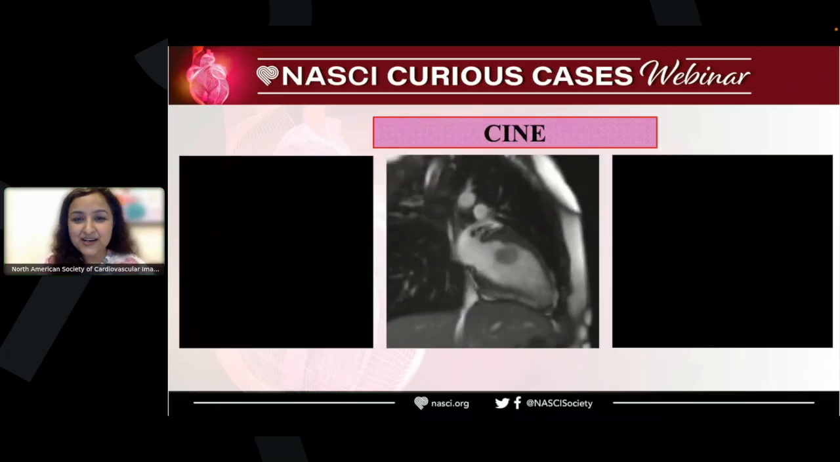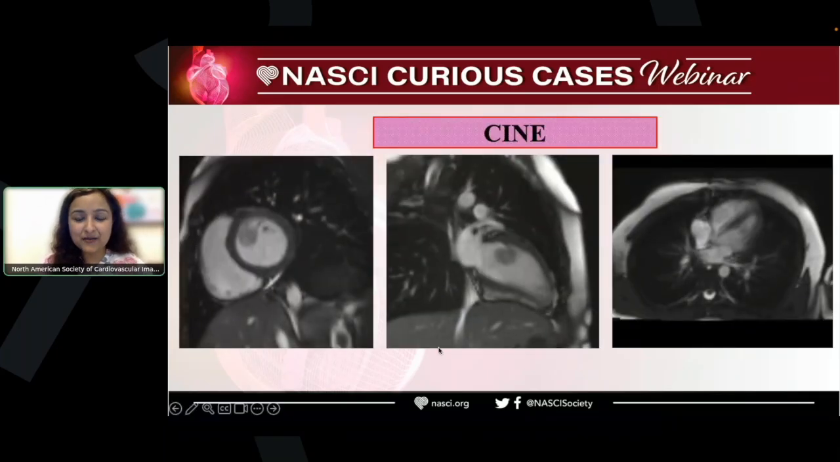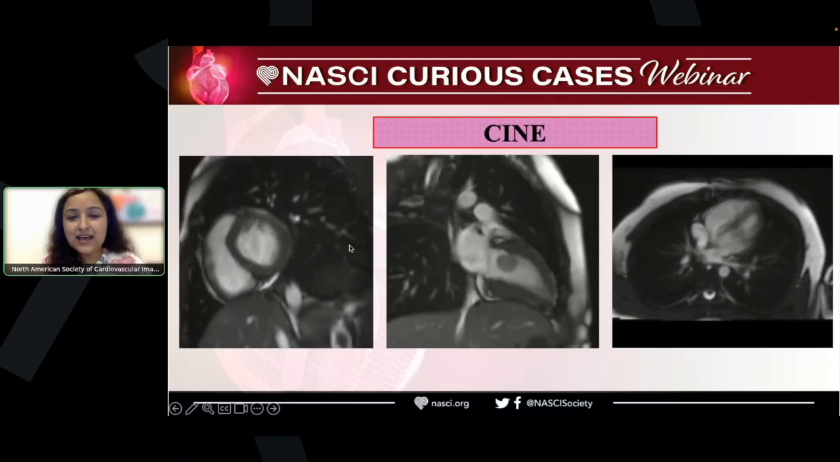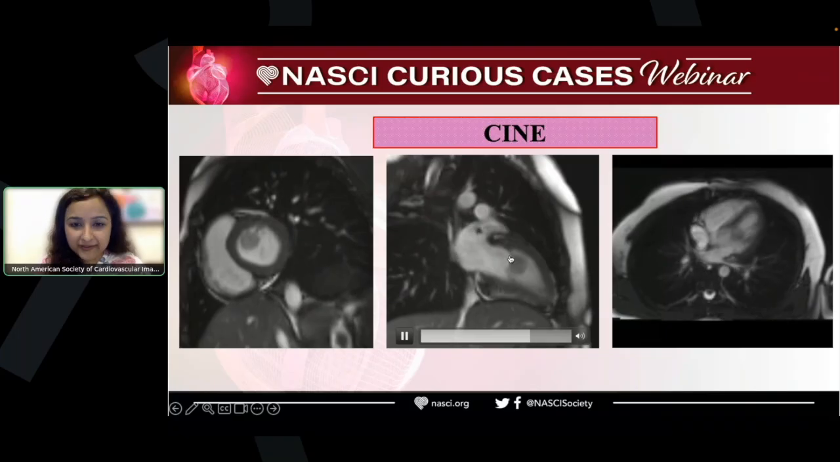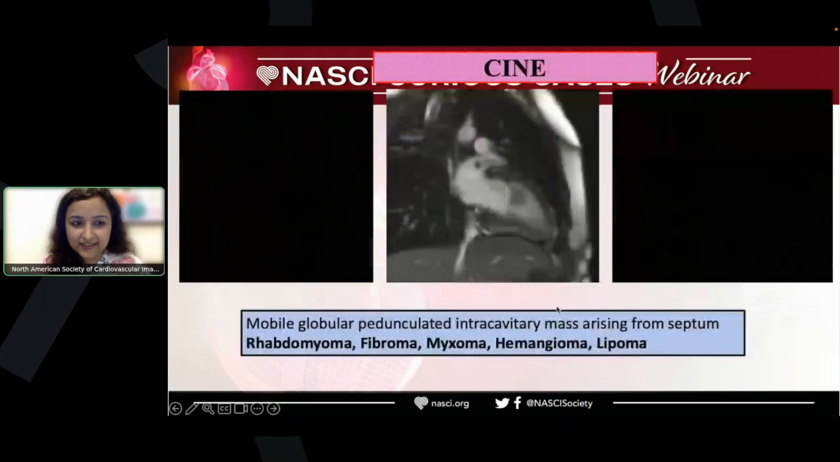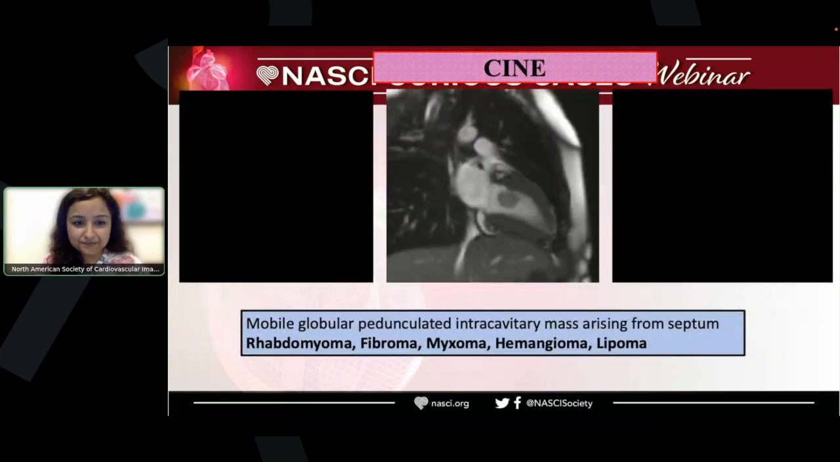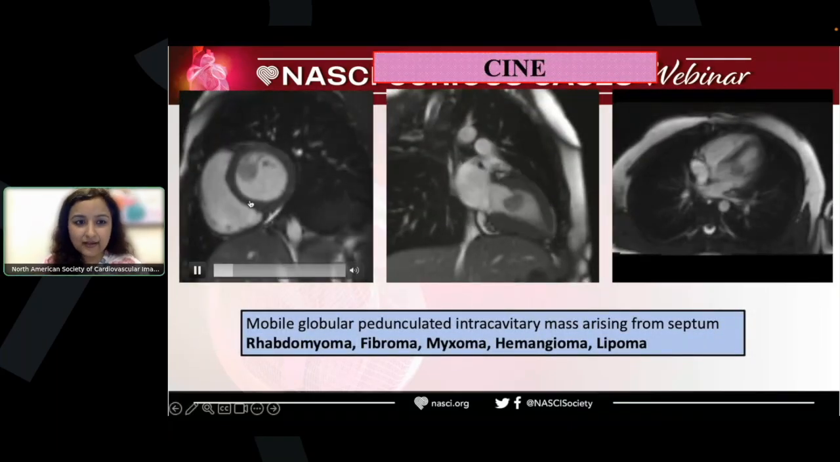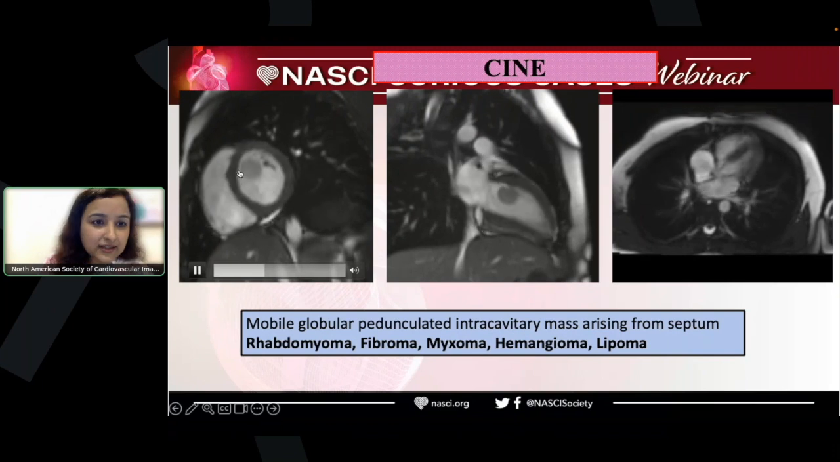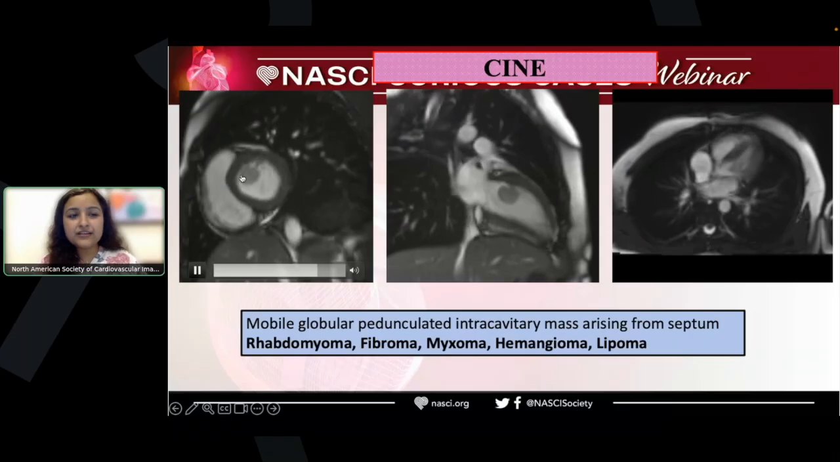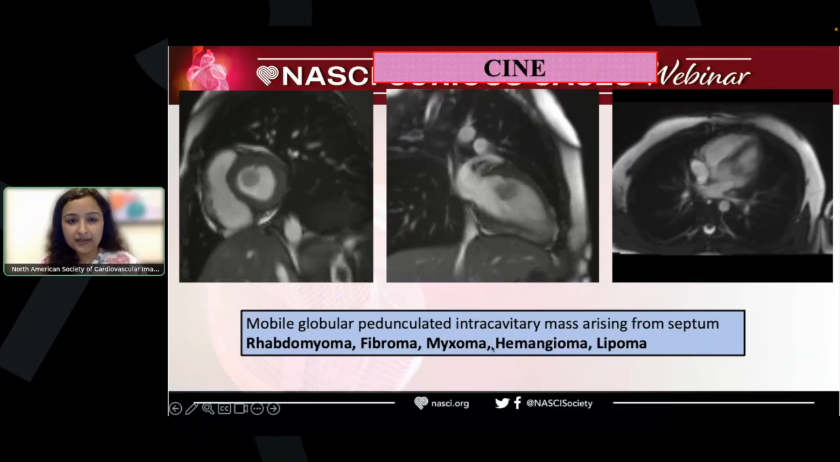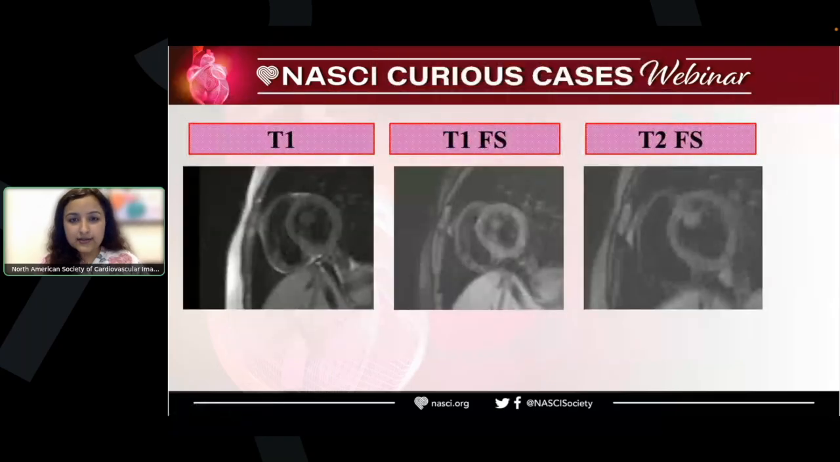I won't talk in detail about the protocols, but I have some nice looking images over here of a mobile pedunculated lesion. You can see the stalk over here. It was seen within the left ventricle, attached to the interventricular septum. The stalk was very thick, at the anteroseptal segment of the anterior basal LV. So the CMR based characterization was done.